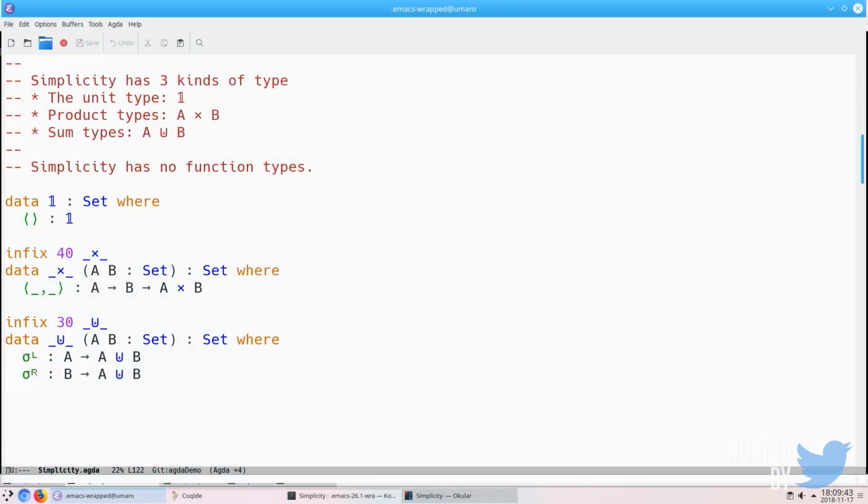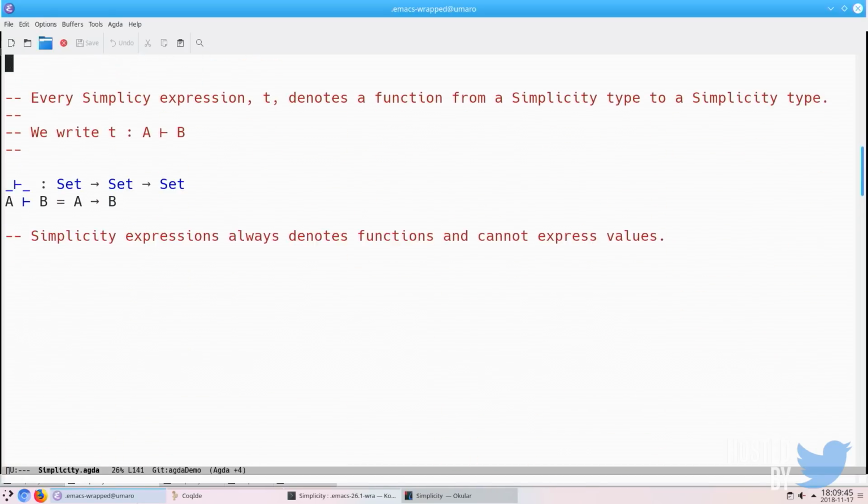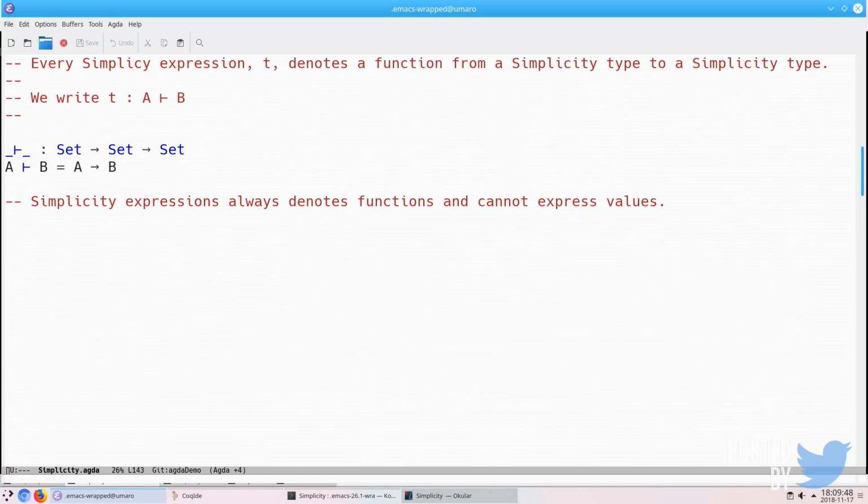OK, so let's start towards talking about the term language for Simplicity. Every Simplicity expression, t, denotes a function from some Simplicity type that we define to some other Simplicity type. So for a Simplicity expression t, we write t colon A turnstile B to denote that t is a term that has an input type A and an output type B.